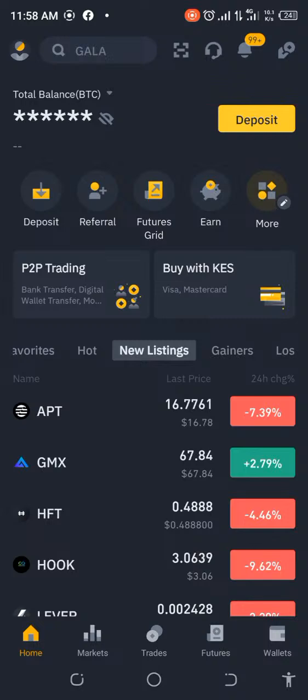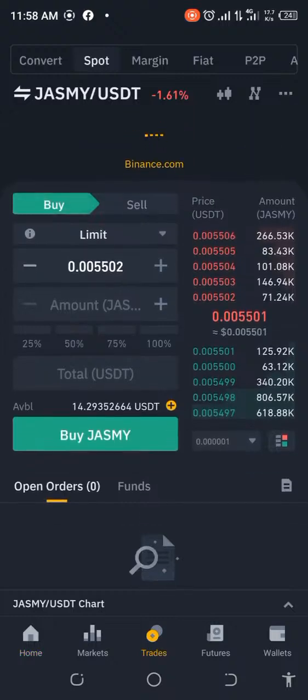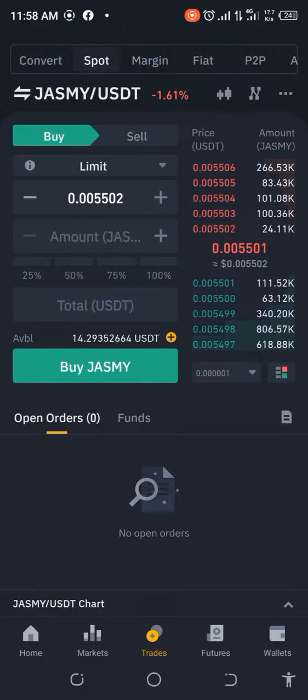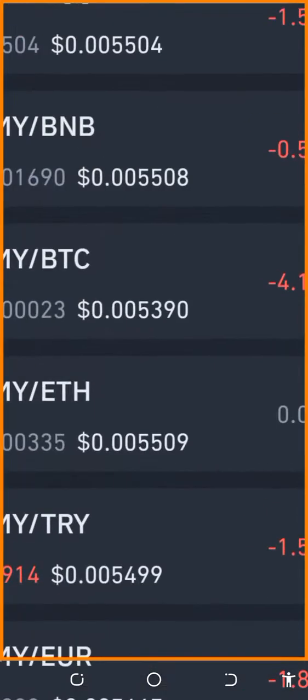So today, what are we doing? We're going to be continuing our triangular arbitrage, and today we're going to use another coin. Let's see. Now we're going to be using this coin called Jasmine. We're going to be checking also the different prices in which it is listed, just to be sure there's an opportunity.